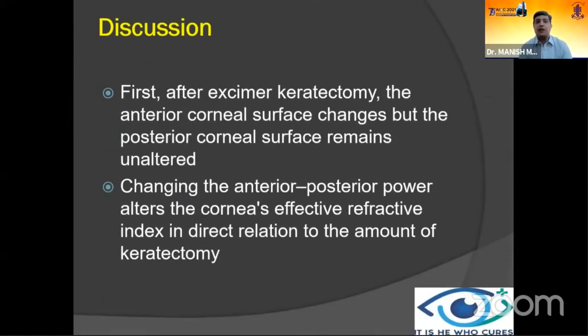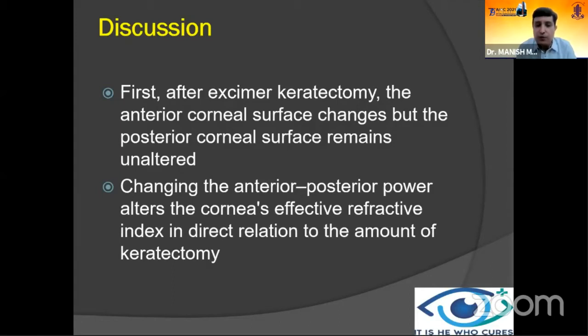So what actually happened here? Now, when we do a LASIK or a PRK, it affects the anterior corneal surface. So the anterior corneal surface changes, but the posterior corneal surface remains unaltered. So there is an anterior and posterior power ratio shift, and the cornea's effective refractive index has been altered.